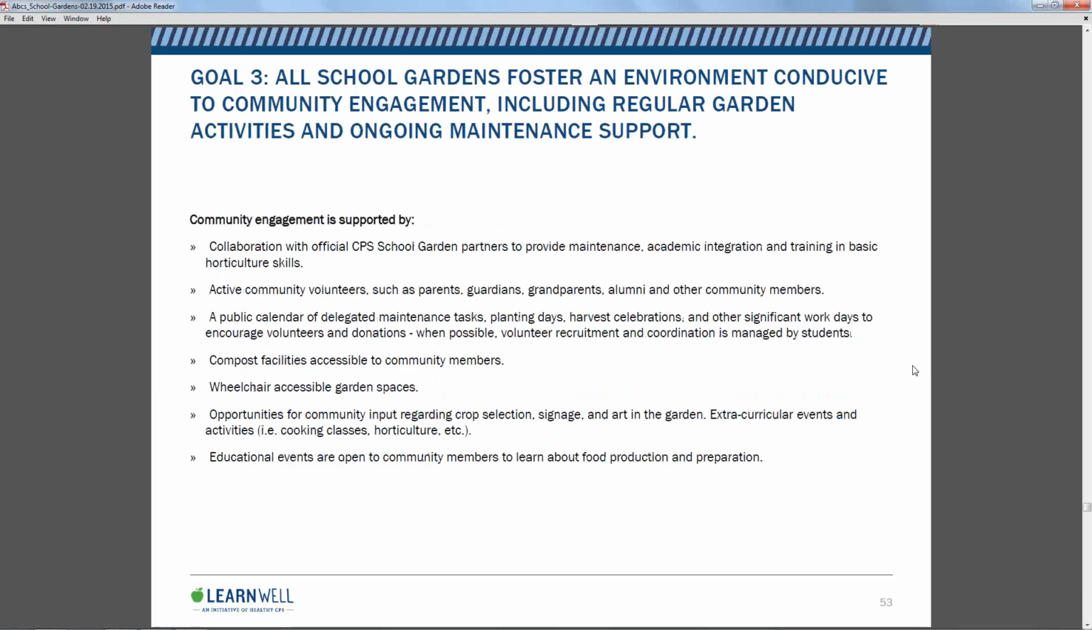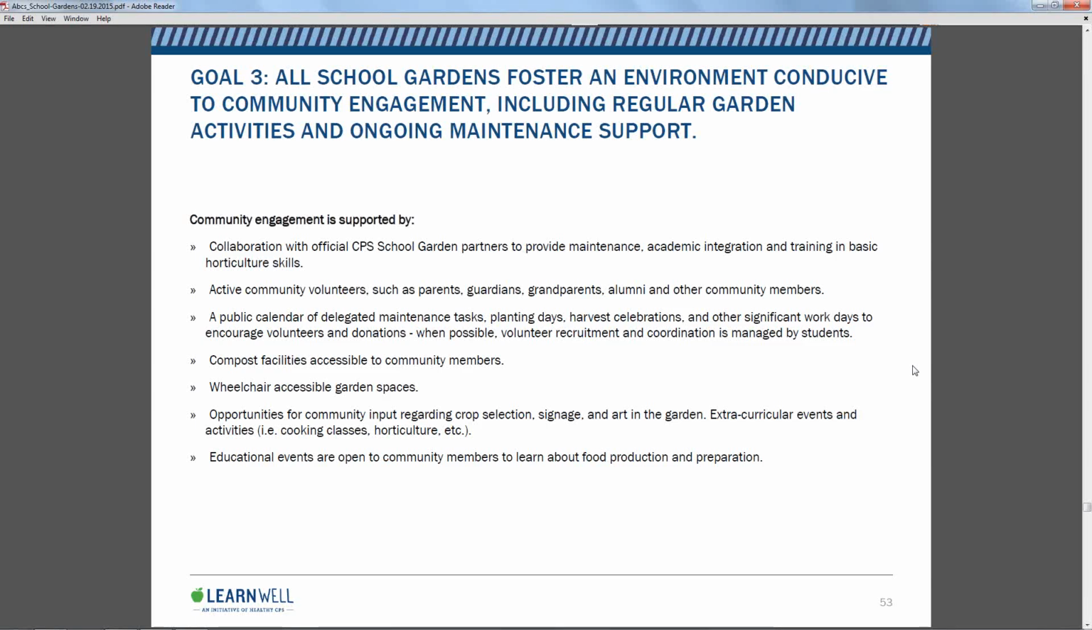Goal number 3 was that all school gardens foster an environment conducive to community engagement, including ongoing regular maintenance and ongoing activities. What we've heard and what we want to see is that the school garden is seen as not, as Principal Heitkamp mentioned, just this thing on the side of the school that is used on an occasional basis, but that it's really part of both the school culture and the community culture, that teachers are empowered to regularly leave the school walls and head into the garden to teach outdoors, and that the community feels welcome to come into the schoolyard and engage that way.